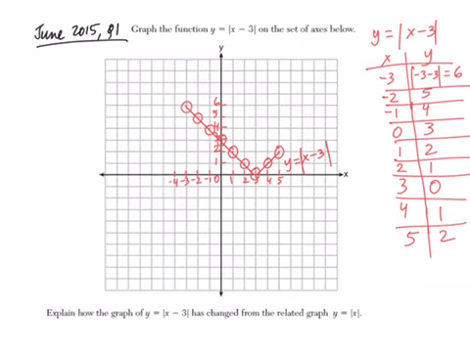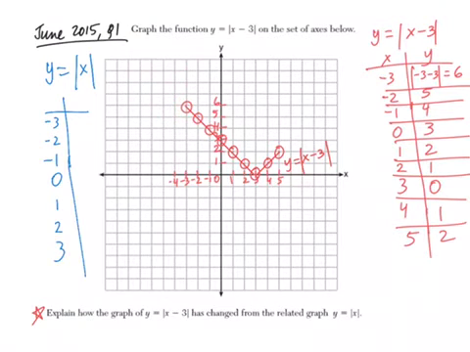Then they say, explain how the graph y is equal to the absolute value of x minus 3 has changed from the related graph of y is equal to the absolute value of x. So if we were to draw the absolute value of x, let's just see what we get. If you put in -3, -2, -1, 0, 1, 2, 3. And remember this shape. This is a good graph to remember. It's a standard graph. Standard graphs are like the basic or the fundamental graphs. And each graph can be interpreted through this graph.